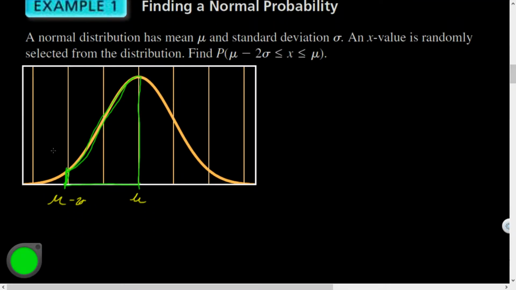So here we go. One way I could find this is that this probability is going to equal half of 95%. And what's 95 divided by 2? 47.5%.